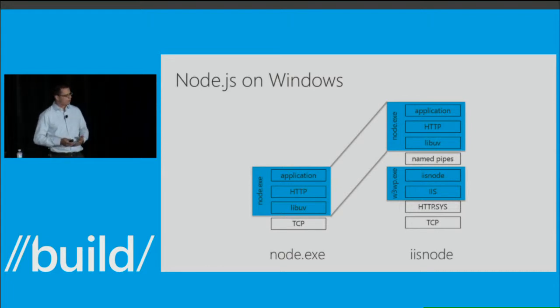This requires you to write a little bit of extra application code to manage that master-child relationship between node processes and also react to unorderly termination of the child processes. In case of IIS node, you don't have to worry about it. The IIS node module itself knows how to spawn multiple node processes and manage their lifetime.